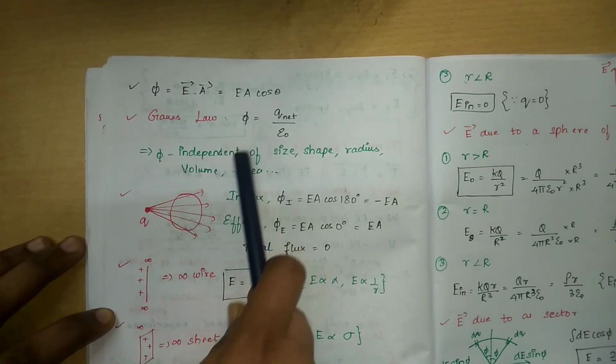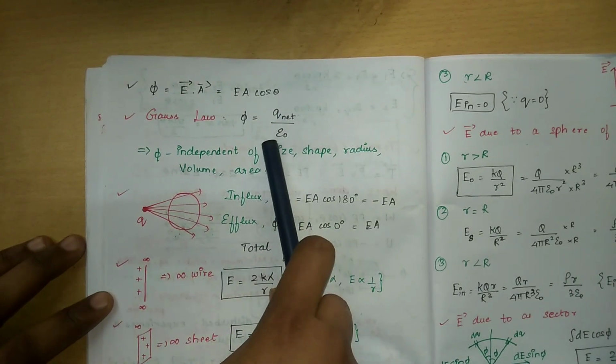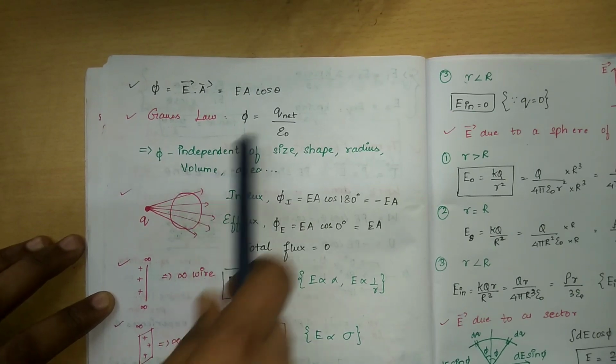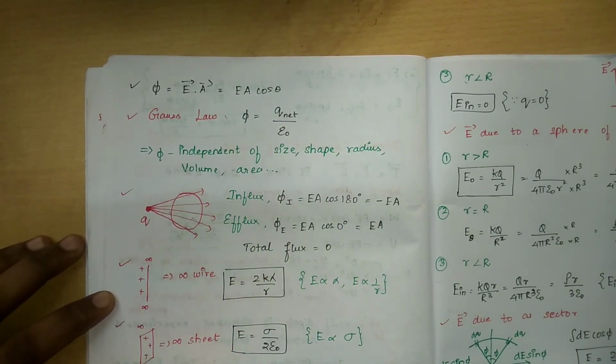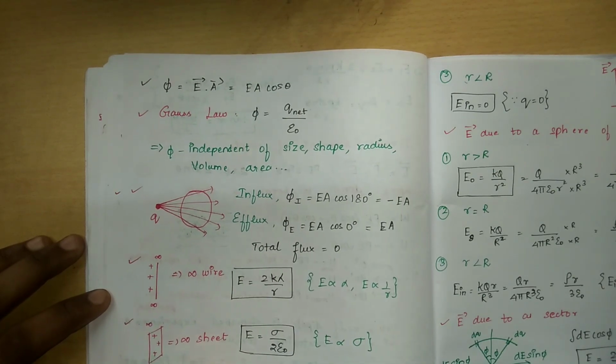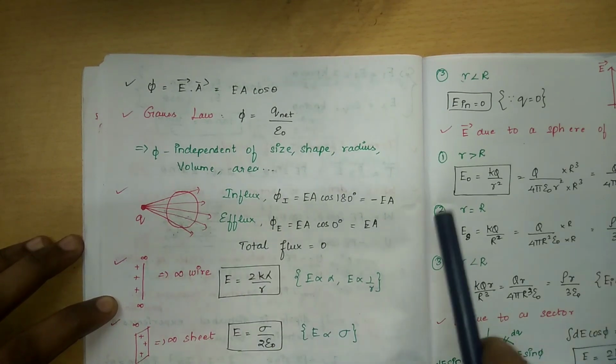Then Gauss law. Gauss law means flux is equal to charge enclosed divided by epsilon naught, which is the charge enclosed in the Gaussian surface. Here, the phi, electric flux density, is independent of size, shape, radius, volume, area, etc.